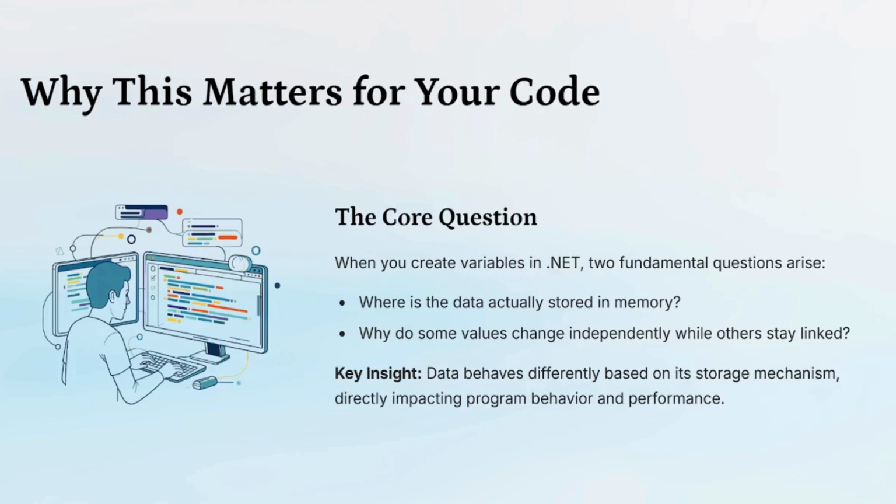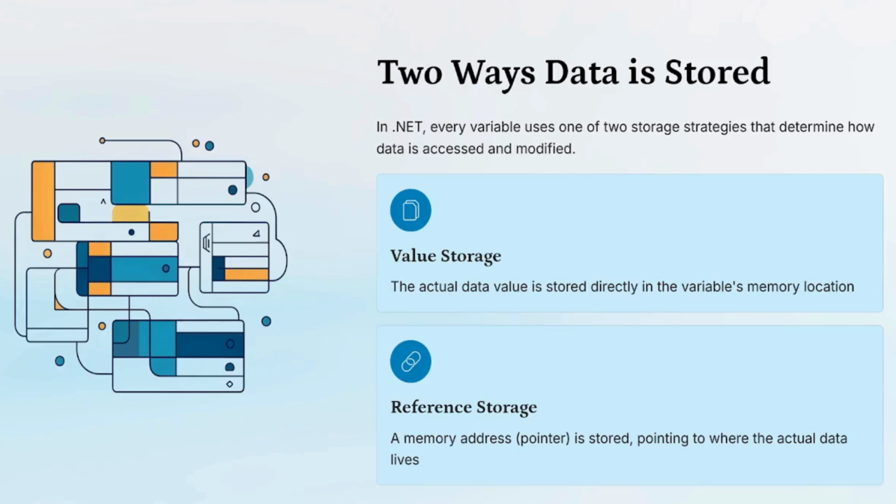Now, let's understand how data is stored in .NET. There are only two ways this happens. Either the variable stores the actual value or it stores a reference to that value. In value storage, the variable directly contains the data itself. So, whatever value you assign is stored inside that variable.